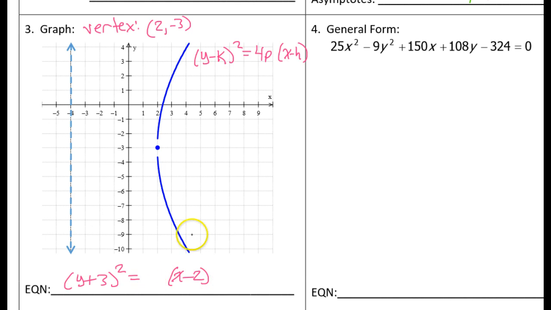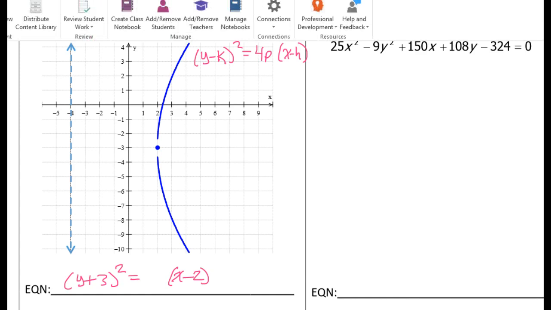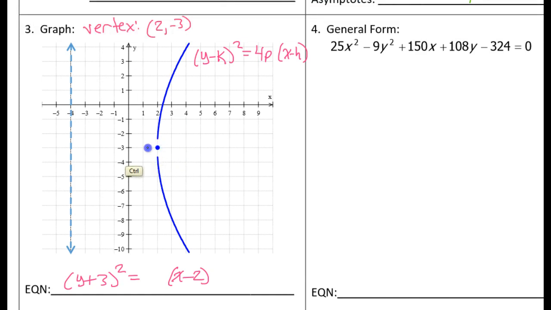All right, now, here we have 4p. Now, what's p? I need to know what p is, so I can get this number right here. So the p value is the distance from the vertex to the focus. Well, man, where's the focus? I don't see that thing. Well, look, the distance from the directrix to the vertex should always be the same as the distance from the vertex to the focus. So this is 1, 2, 3, 4, wait. These are 6 apart.